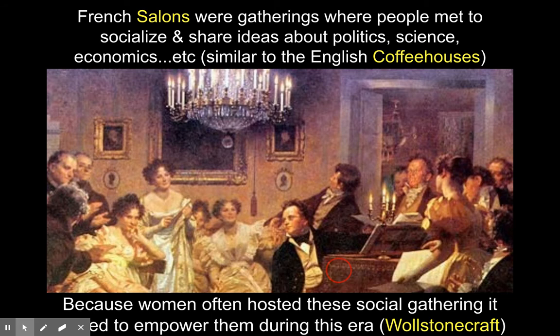And so ideas would be spread in pamphlets and, of course, publication of books like the Encyclopedia. But people would get together at social gatherings and discuss what they were hearing, the latest scientific invention or the latest idea that was being written. And women really started to get involved in this process by hosting these parties. And these social gatherings were called salons.